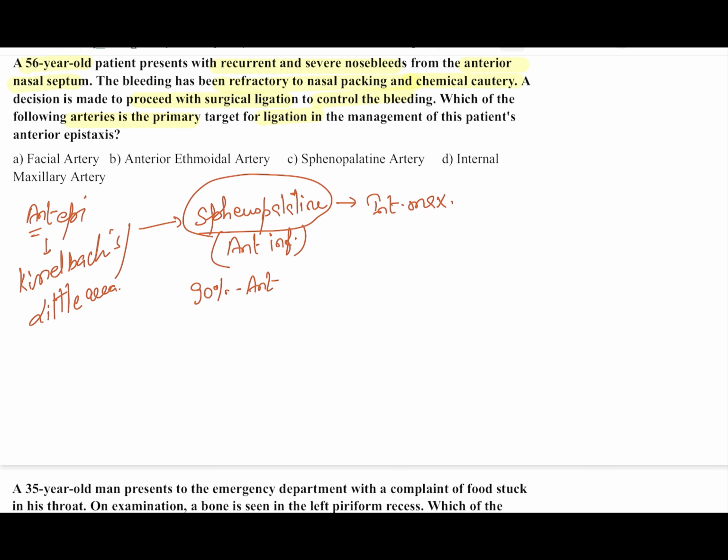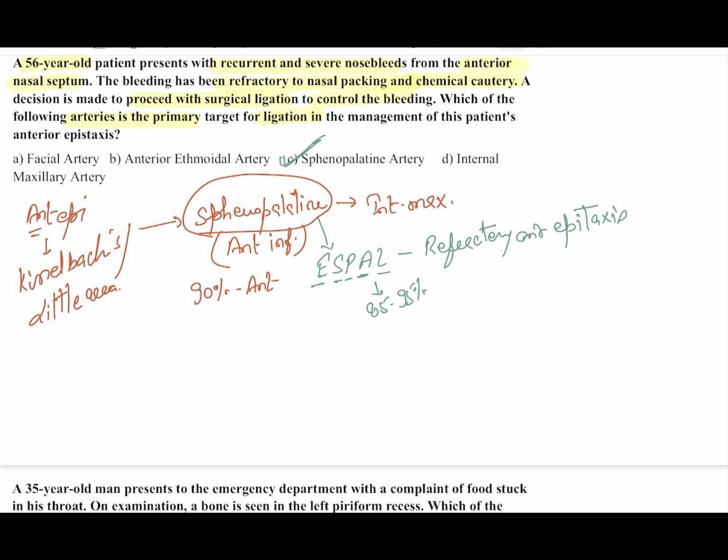So what operation will you do? Endoscopic sphenopalatine artery ligation, SPAL. This is the first line surgical intervention for refractory anterior epistaxis. What do we mean by refractory? It means when all conservative management has failed, like packing and cauterizing, you have tried everything and the patient is still bleeding, then you will do arterial ligation, which has an 85 to 95% success rate. And it is the gold standard nowadays. So the correct answer will be sphenopalatine.